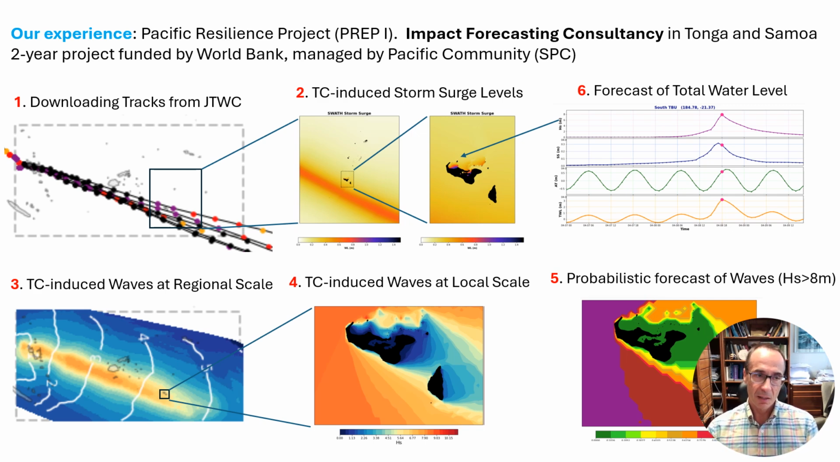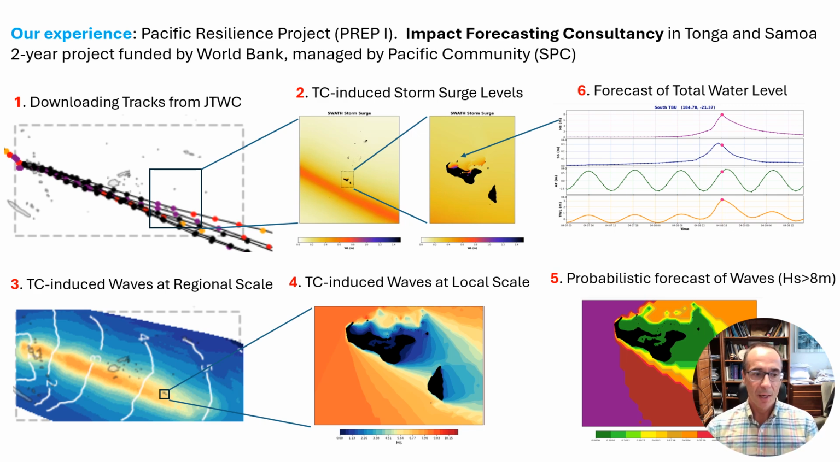So first, we download the tracks from the Joint Typhoon Warning Center when we have a warning of a tropical cyclone. These tracks represent the evolution, the forecast for the following 72 hours or 1 week of different research institutes. Based on these tracks, we apply our methods, and in a question of minutes, we are able to obtain the tropical cyclone-induced storm surge levels.